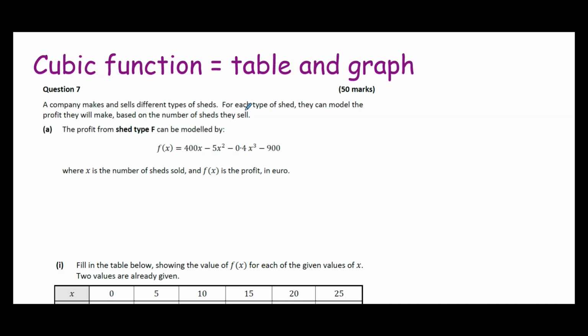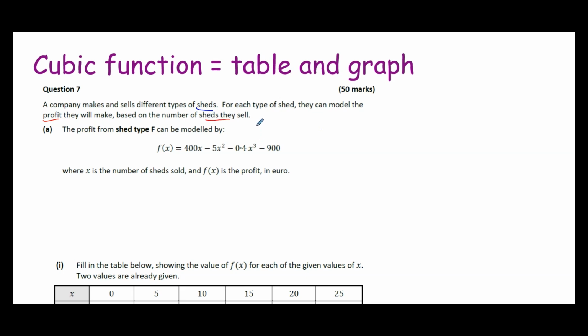There is a company, they make sheds. We are not told what kind of sheds. I'm presuming probably a garden shed. And they make profit. Well, kind of makes sense. If you are selling something, it would be good to make money out of it. So how much they make is based on how much they sell, which again makes sense, doesn't it?